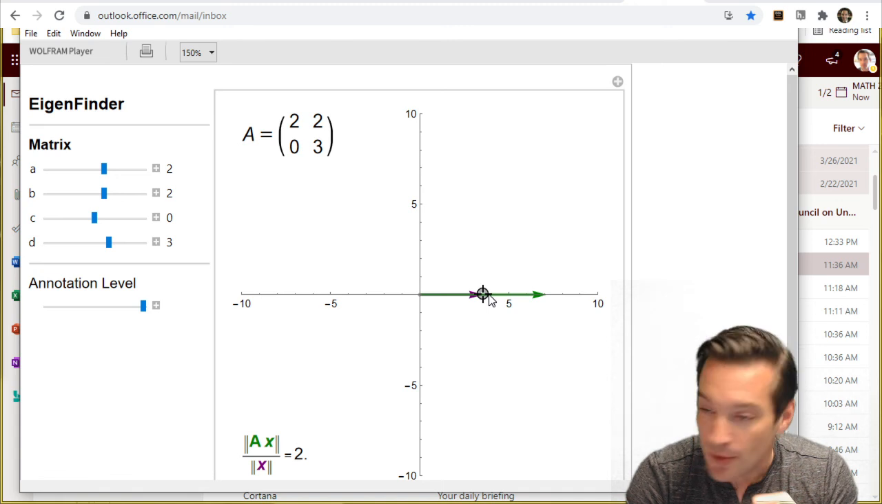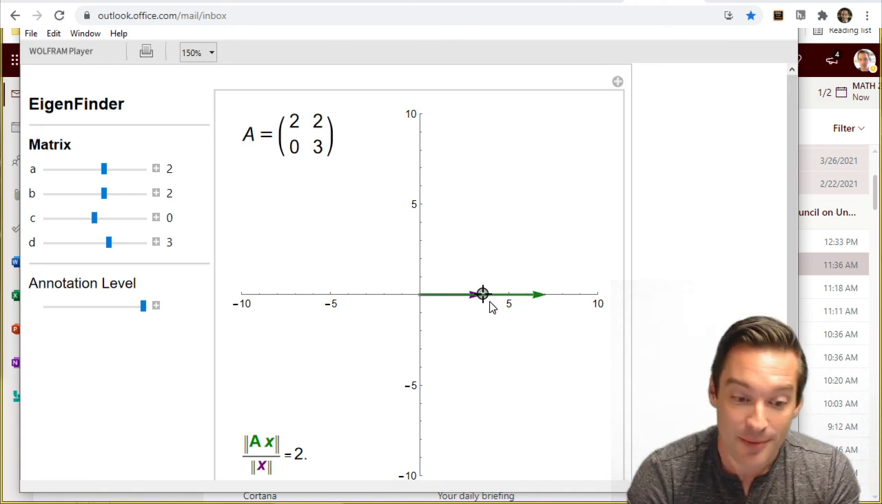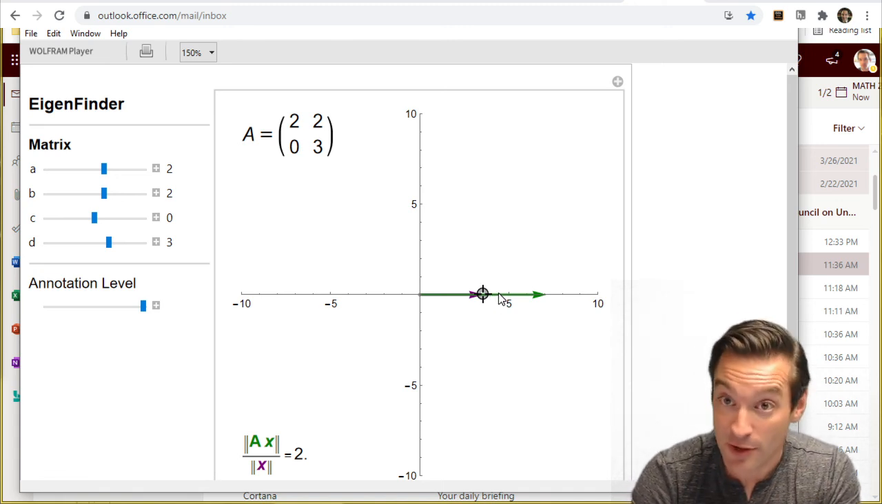Right? So how do we find the eigenspaces and eigenvalues for a linear transformation? That's going to be what we look at next to wrap up for today.